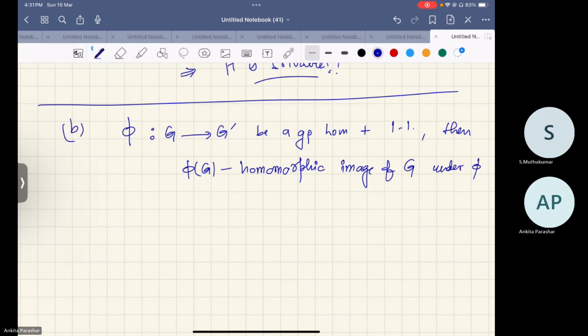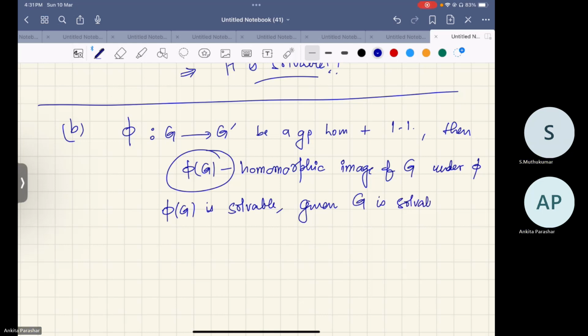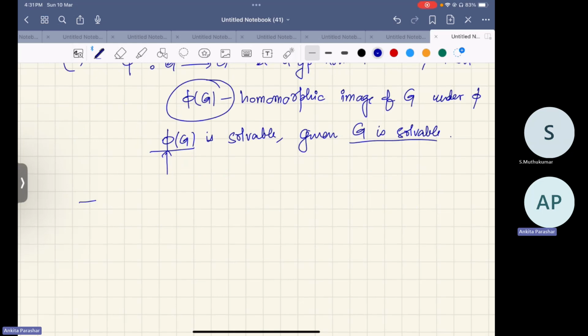So what we are trying to prove is that phi G is solvable, given G is solvable. Because we are trying to prove homomorphic image of a solvable group is solvable. That means if G is solvable, its homomorphic image phi G is also solvable. So, in order to prove this, I will first prove one thing, that quotient of solvable is solvable. So that will make it very easy to prove that the homomorphic image is solvable, and you will tell me why. So let me prove.